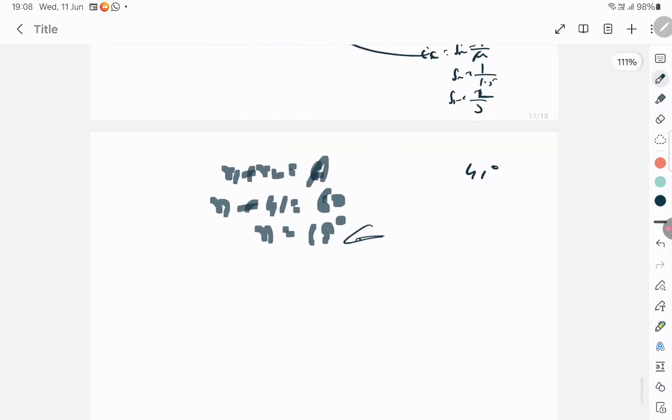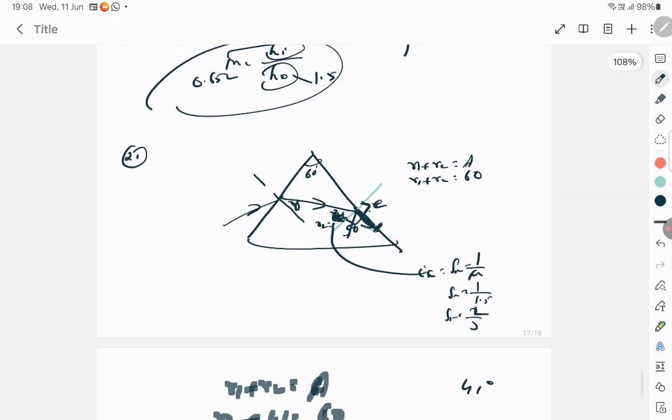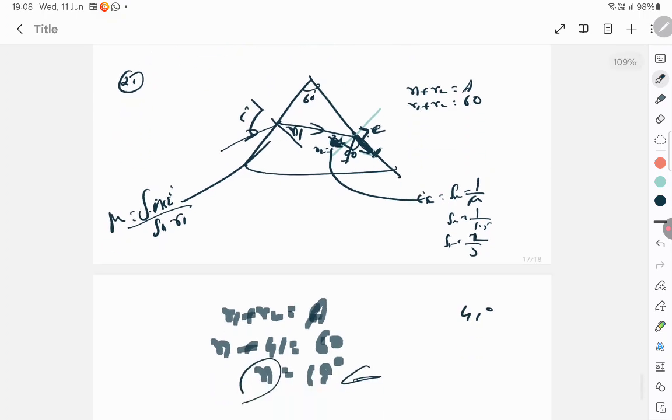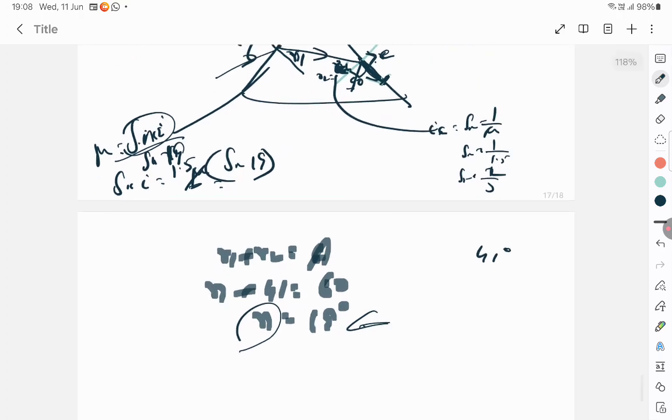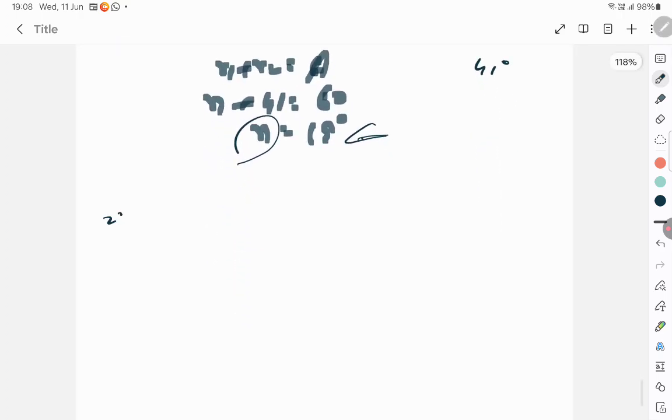What are they asking? At what angle should the ray of light be incident? You know r1, which is this. They are asking for this angle. Sine i by sine r1 is equal to mu. Sine r1 itself is sine 19 degrees. We don't know sine 19, but if you know, then you can write sine i is equal to mu into sine 19. The refractive index of glass again is 1.5, so 1.5 into sine 19. If you know sine 19's value, then it becomes easier for us to do this. Otherwise not. So that's this, and let's go to the 22nd question.